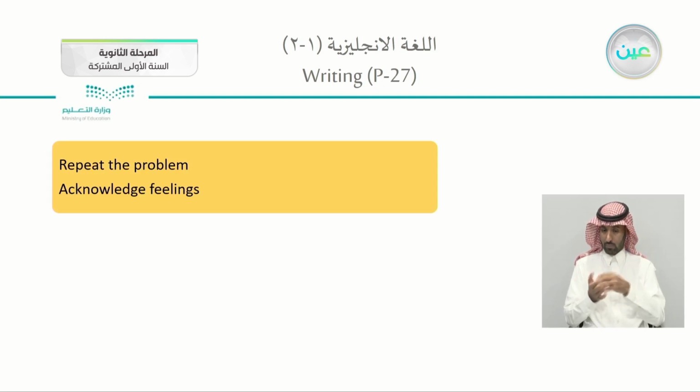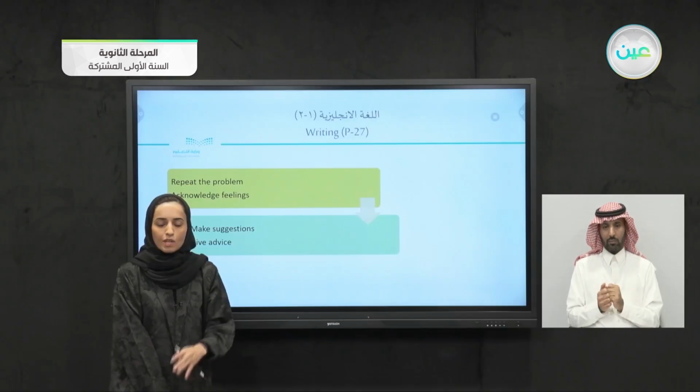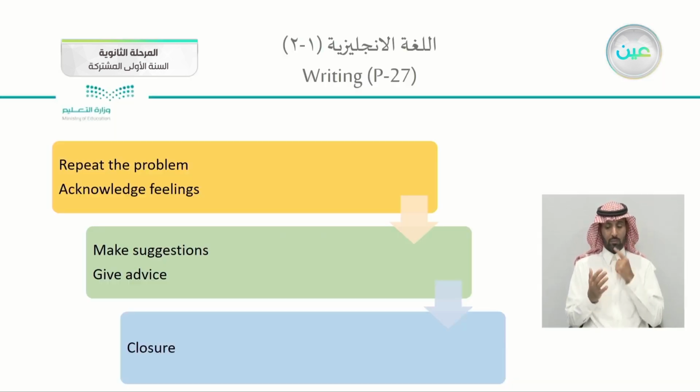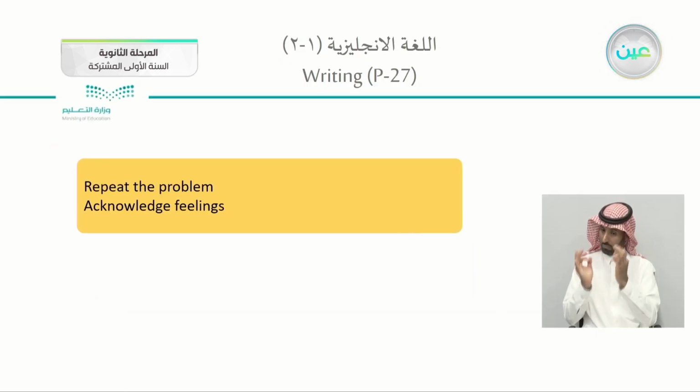We will start at the beginning, repeating the problem, acknowledging feelings. We can put them all together. They are related somehow to each other. Next, I will go to making suggestions, giving advice if I want to suggest something. By the end, I will go to the closure part or the hopeful note. Let's start with them one by one and organize our sentences.